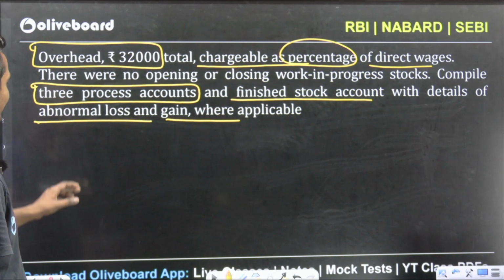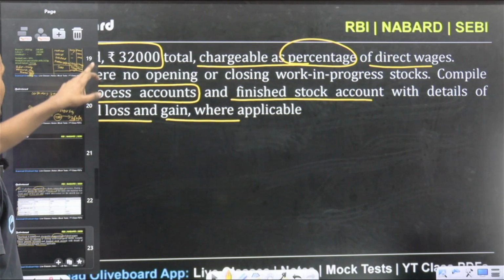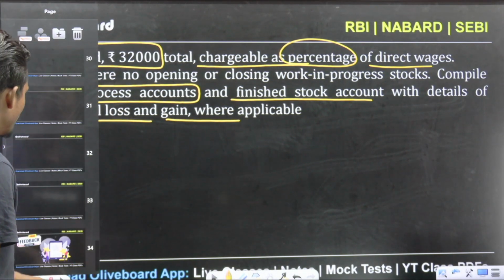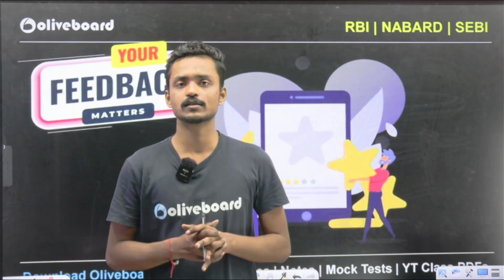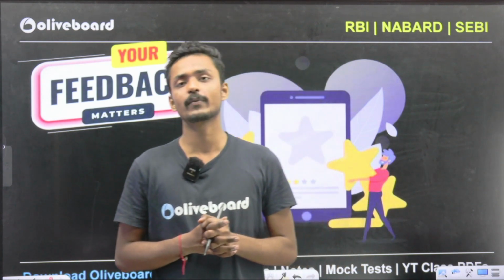I hope you literally enjoyed the session. The remaining account, your process 3 account, I am giving you as homework. So please draw it on your own. The remaining account, the abnormal loss account, I will prepare in my paid class.